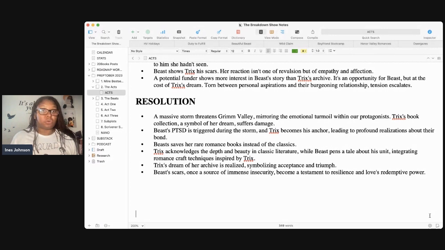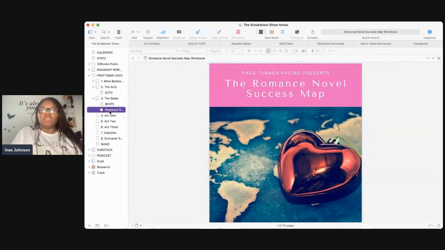So those are your marching orders. Come back with those 3 acts, just bulleted out. And then the next thing that we're going to do is we're going to look at the beats, and particularly the beats of romance, because I write kissing books.